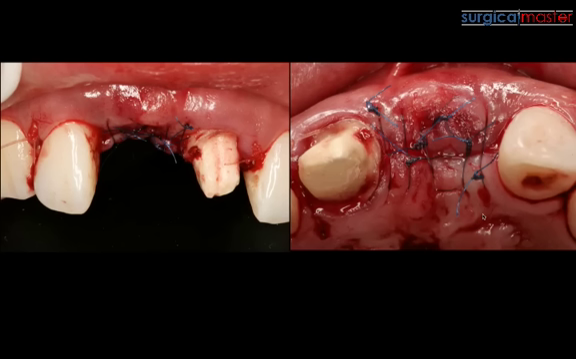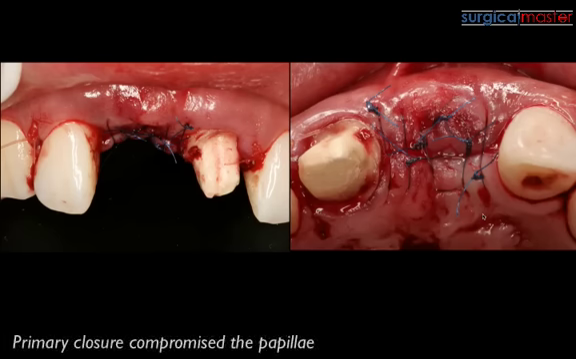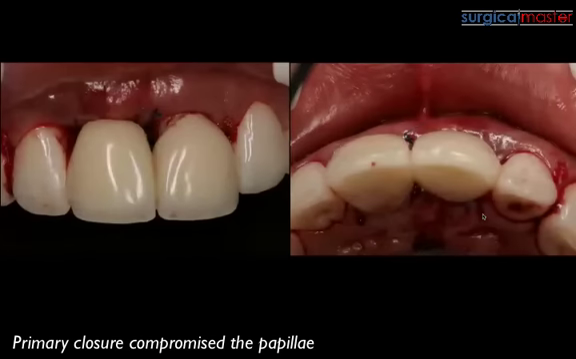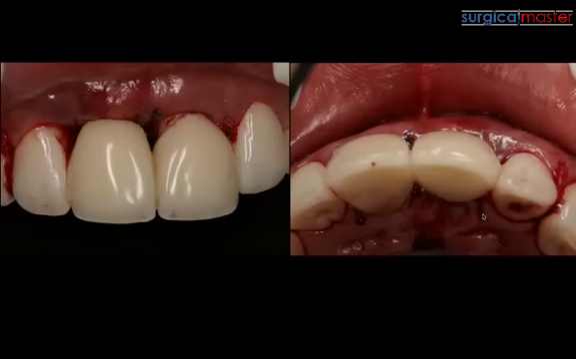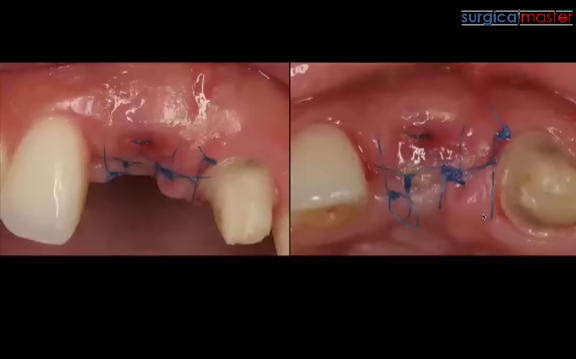Look at the right picture. I was pretty proud of myself. But if you look at the right picture, I'm getting a collapse of the papilla, and that can be very, very concerning. Now, the only way this is going to recover is if the soft tissue, the interproximal tissue and bone, is going to stay where it's at.